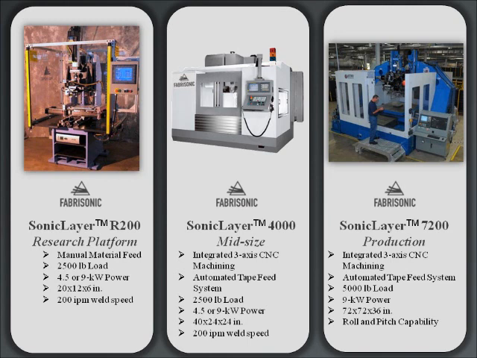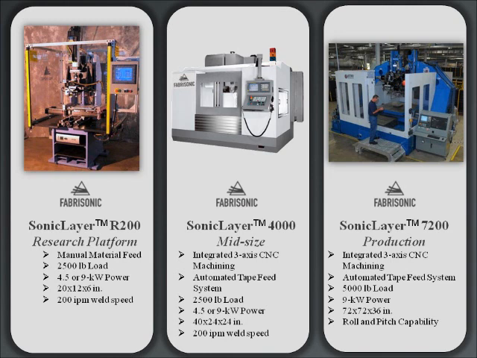The largest machine on the right is the SonicLayer 7200. Currently this is installed at Fabrisonic's facility in Columbus, Ohio. Again, a CNC 3-axis mill with added ultrasonic metal welding technology. It has a load capacity of 5,000 pounds, 9 kilowatts, and is the largest of our machines with an area of 72 inches by 72 inches. This machine can be highly customized to build larger parts, and also has the capability of 5-axis ultrasonic additive manufacturing welding. This can be used for repair applications.